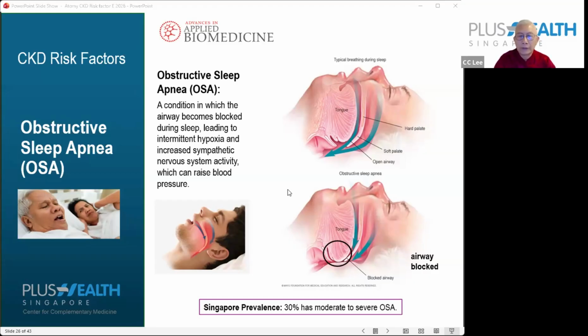Now, this is quite common in a lot of countries. In Singapore, the prevalence rate is about 30%. There's a study indicating that about 30% of the Singapore population suffer from moderate to severe OSA.